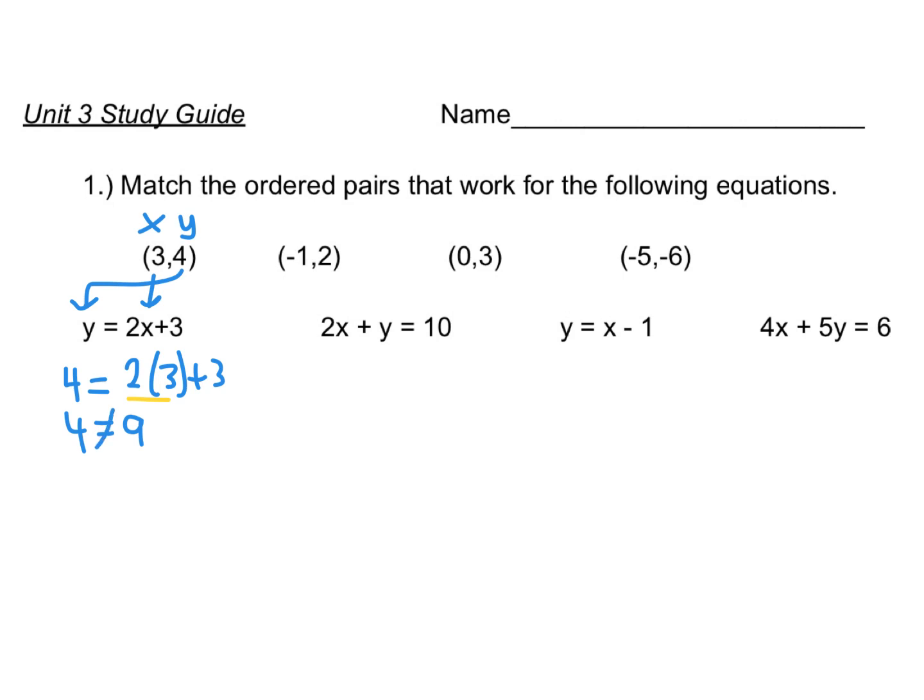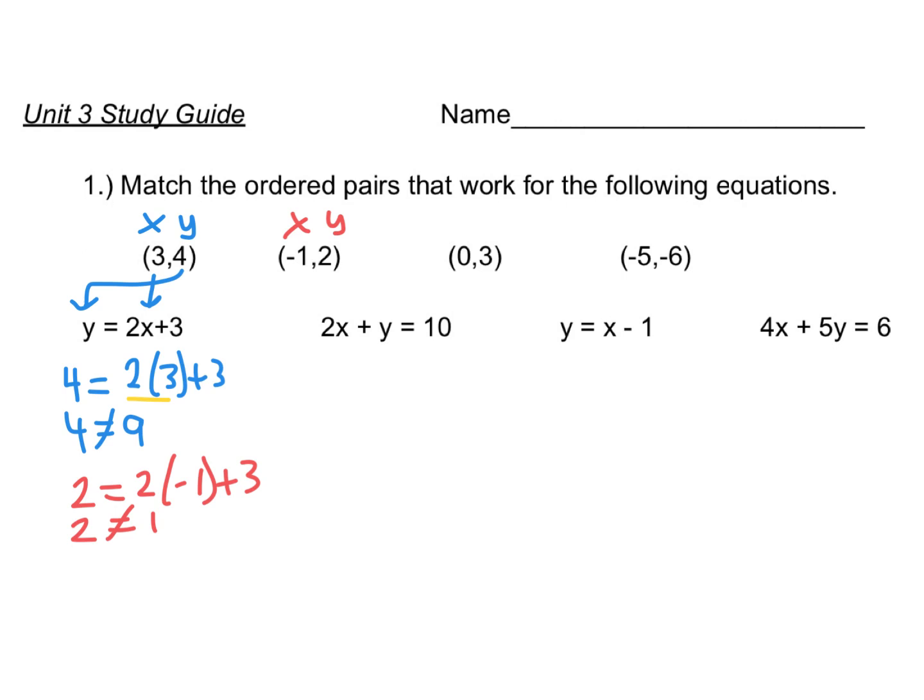So let's sub in the second value. Okay, so we're going to have x and y. So the 2 will go in where the y is, and the -1 will substitute in where the x is. And now I'm going to solve. 2 times -1 is -2, and -2 plus 3 is 1. Does 2 equal 1? No. So that one doesn't work.